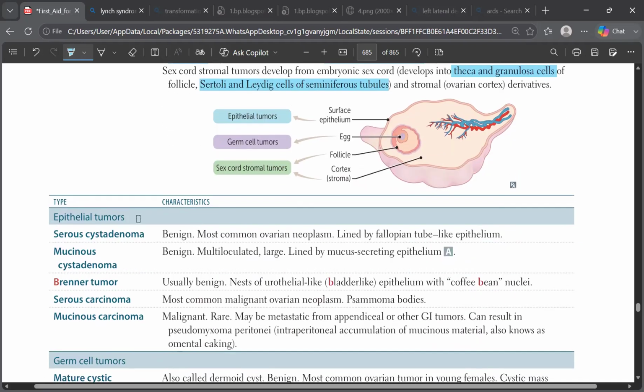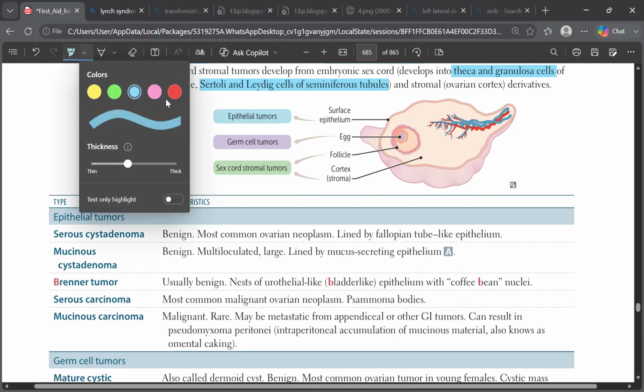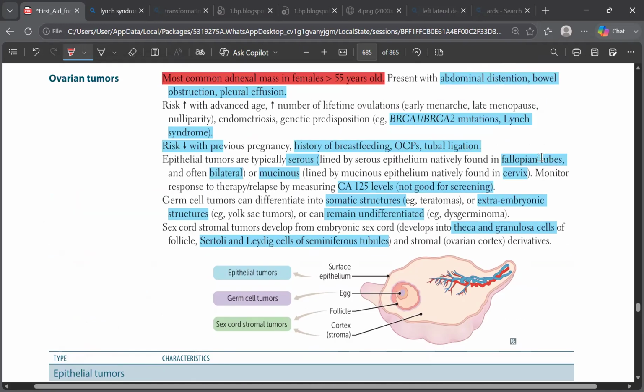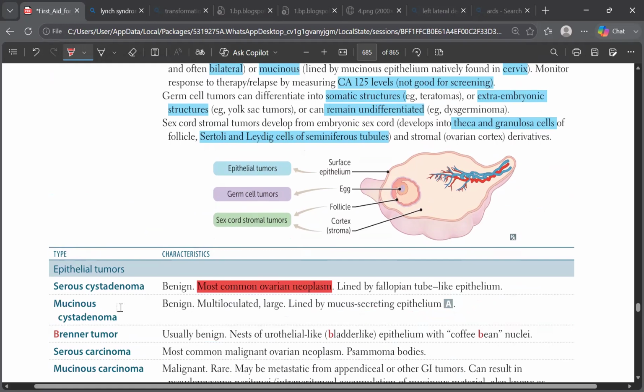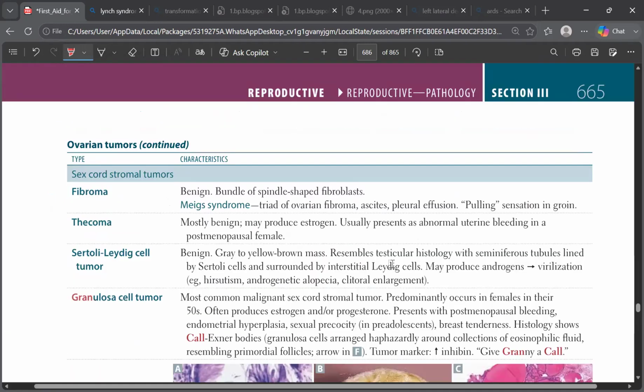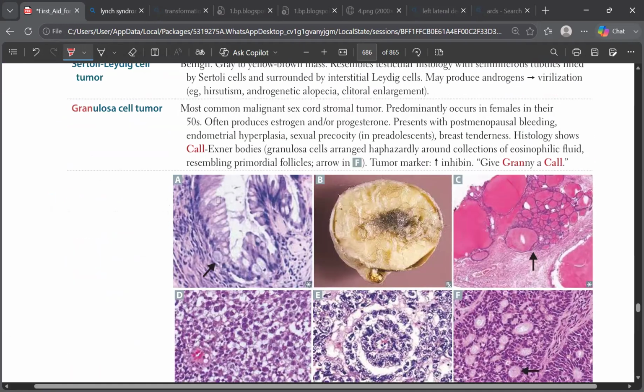Now, epithelial tumors, types and characteristics. The first is serous cystadenoma. It is benign, the most common ovarian neoplasm, and it is lined by fallopian tube-like epithelium because, again, it is serous, and the serous epithelium arises natively from fallopian tubes. The mucinous cystadenoma is benign, multiloculated, and large. It is lined by mucus-secreting epithelium, which is what lines the mucinous cystadenoma.